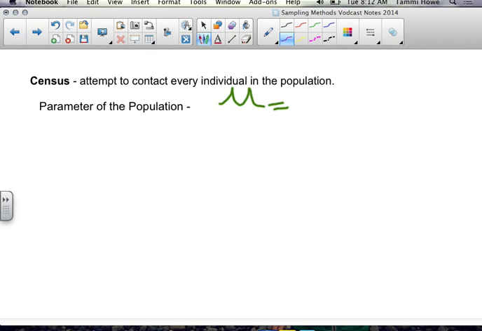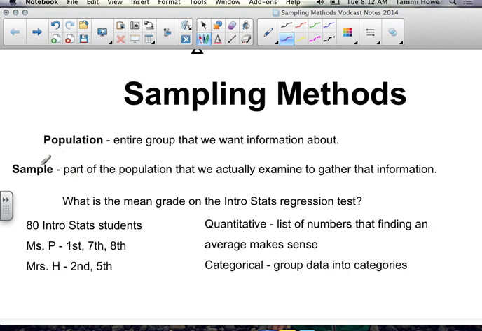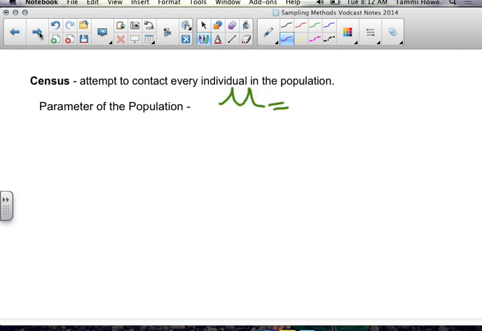I suggest that we don't do a census. It's going to take us a long time to go ask 80 people. People might be absent. It's just going to be difficult for us to collect all that information. And so it may be a little bit better for us if we actually do a sample, which is where we get a small part of the population.